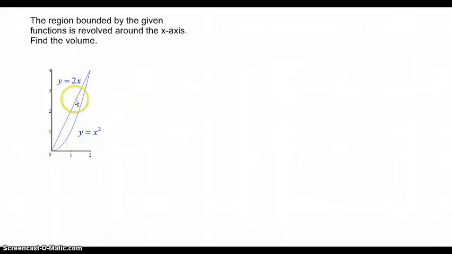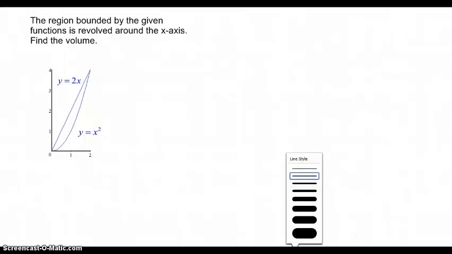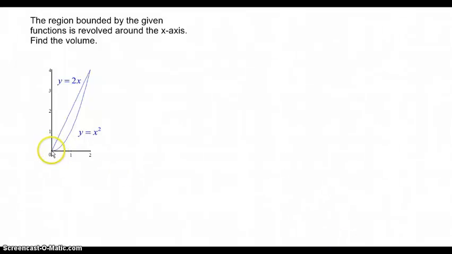As you can see here, we have a region that's bounded by these two functions. The line y equals 2x is the upper bound, and the parabola y equals x squared is the lower bound of the area in the plane. And so what we're going to do now is swing that around, as near as I can, the x-axis.